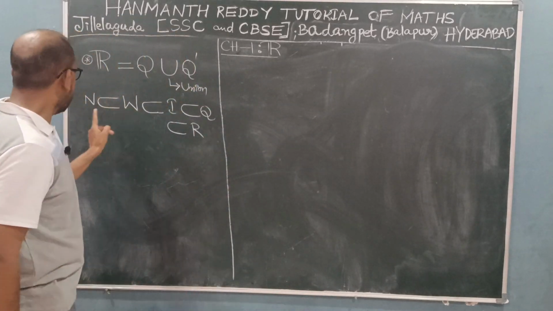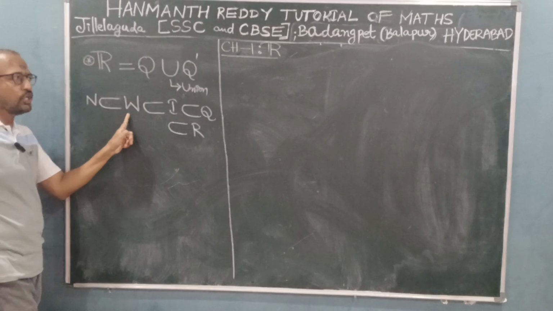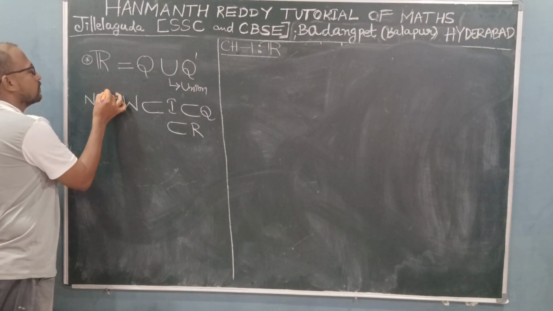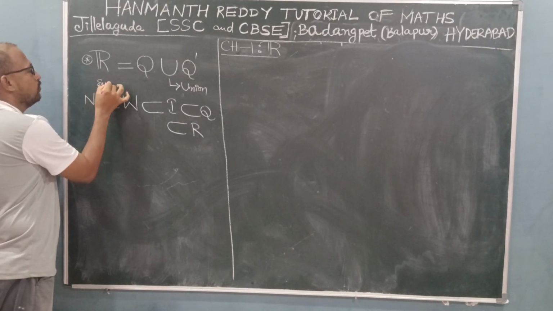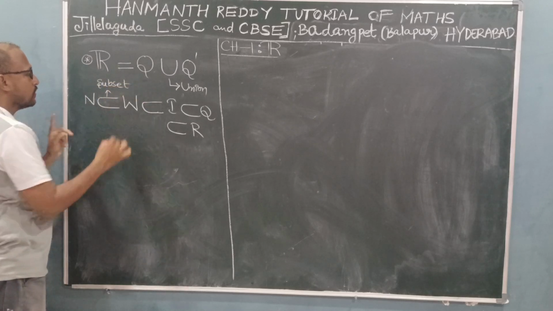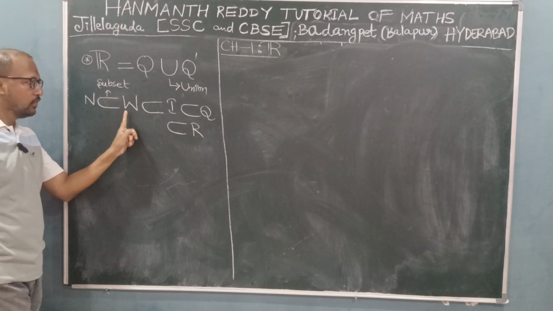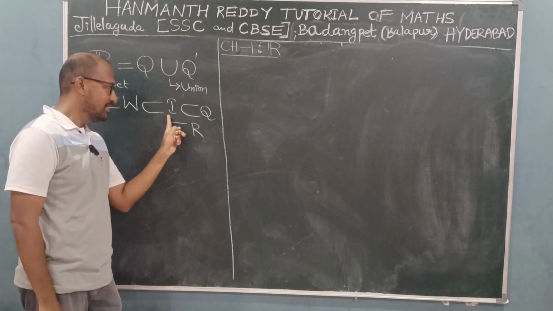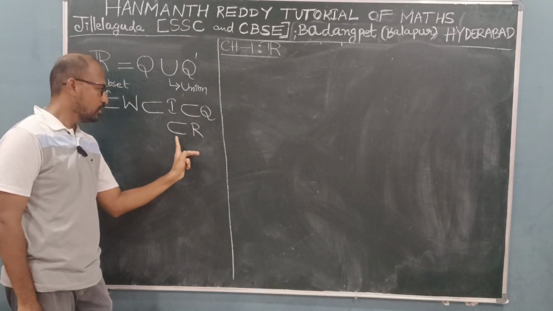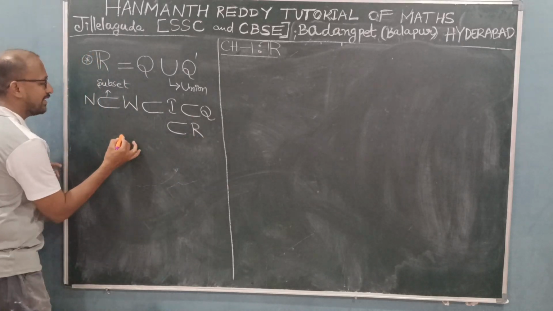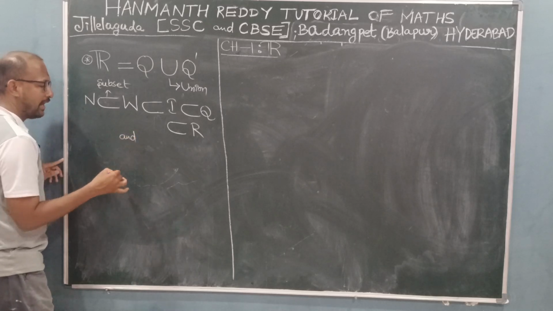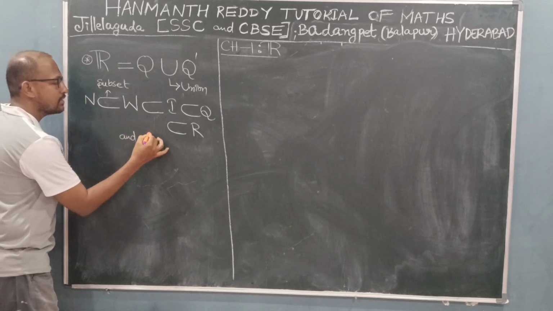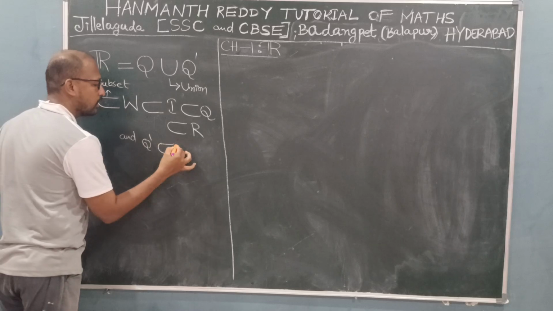So natural numbers subset. This symbol is called subset. Natural numbers is a subset of whole numbers. Whole numbers is a subset of integers. Integers is a subset of rational numbers. Rational numbers is a subset of real numbers. This is one of the properties. And irrational numbers is a subset of real numbers.